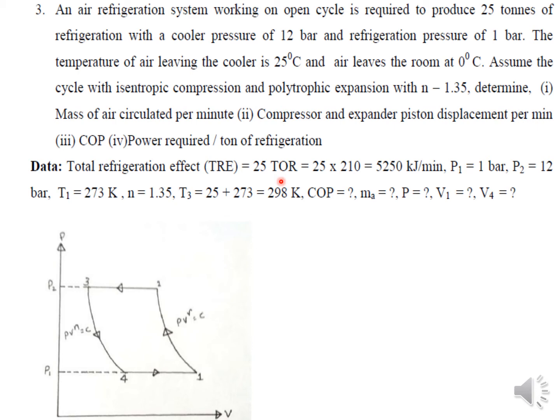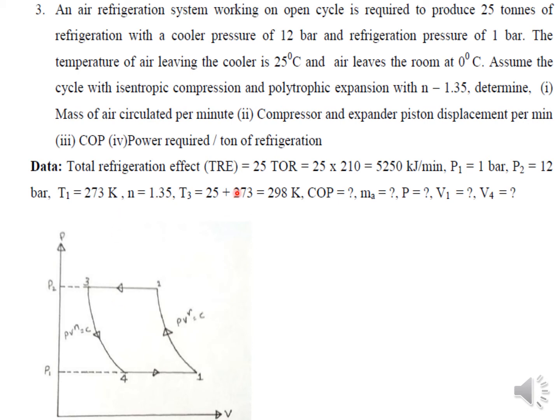Don't take 1.35 every time. While calculating T3 or T4 you should take 1.35. While calculating T2 or T1 you should take 1.4, because this is happening with adiabatic and this is happening with polytropic. Here index is 1.4, here index is 1.35. Within the process only he has changed the things.